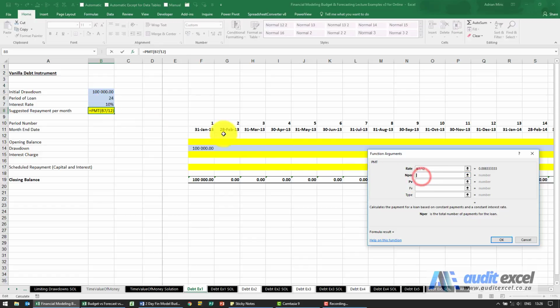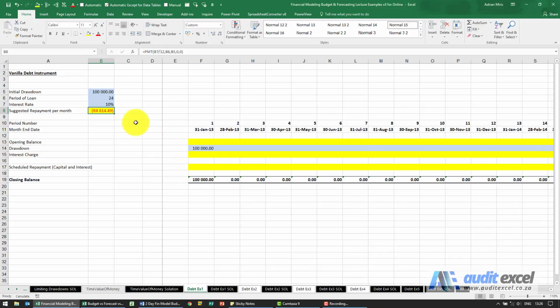What's the period of the loan? It's over there. What's the present value? It's over there. We're not given a future value, so we can assume we're getting to 0. What's the type? I'm going to assume it's end of period. So when I say OK, we've got a number there, 4,600.